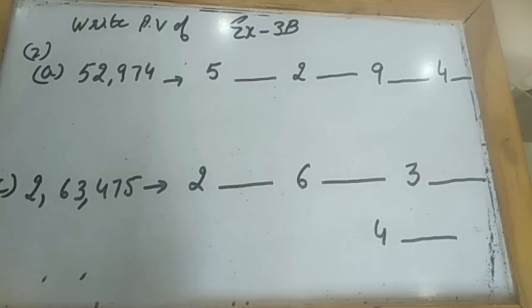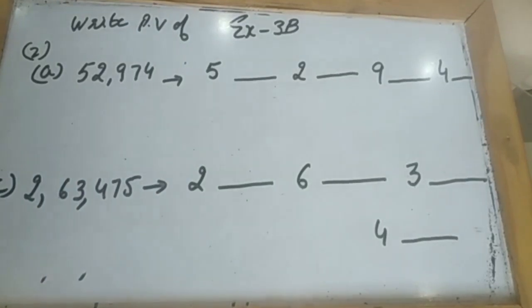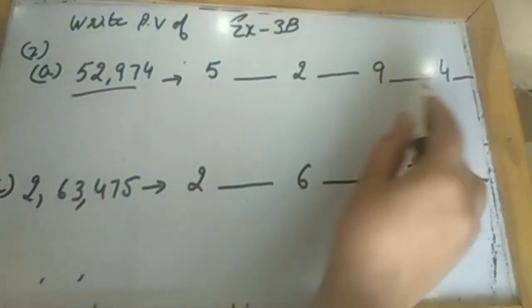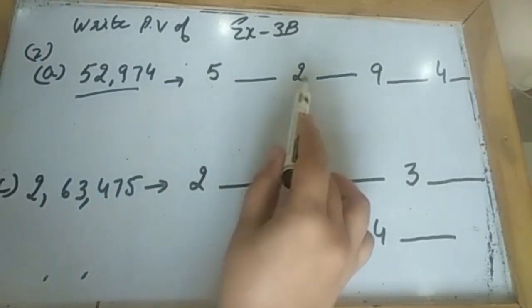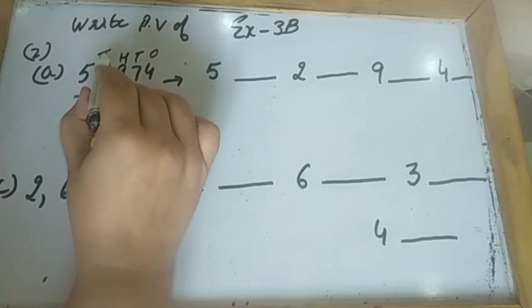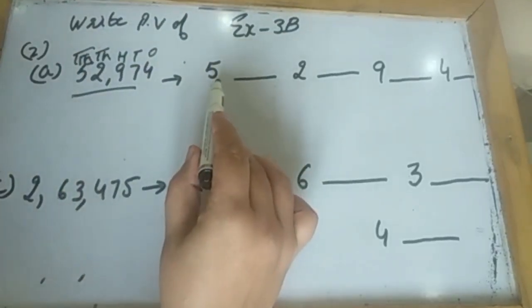Now we start with exercise 3B. I will start with the second sum, where you are given some numbers and you are asked to write the place value of the given digits. Now this is a number given and these are the digits given, so I have to write their place values. So first of all, I'll write the place values of every digit on the top. Now they want the place value of 5.